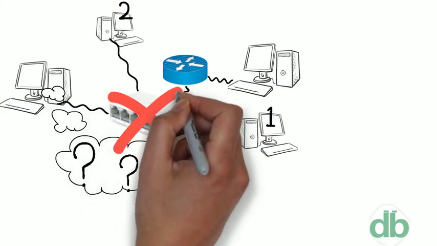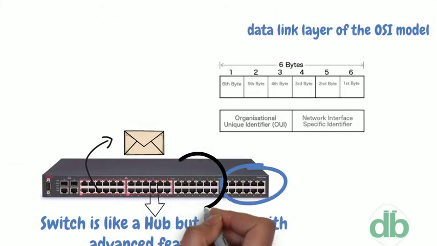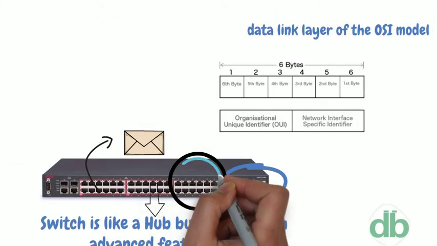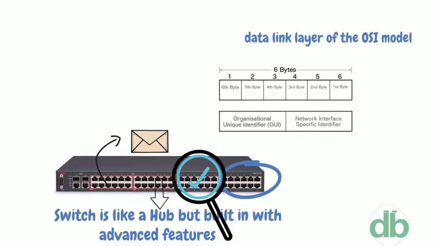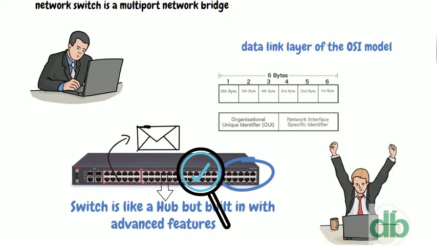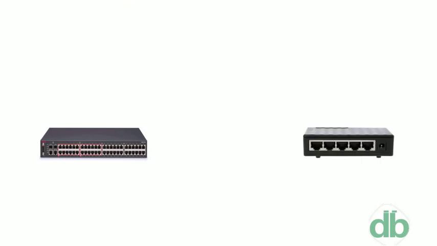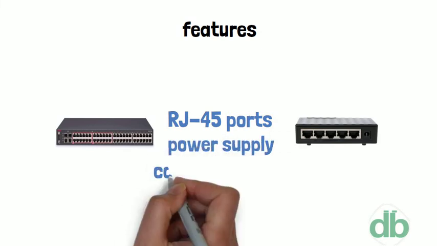Unlike a hub, switch doesn't broadcast the received message to the entire network. Rather, before sending, it checks to which system or port the message should be sent. In other words, switch connects the source and destination directly, which increases the speed of the network. Both switch and hub have common features: multiple RJ45 ports, power supply, and connection lights.